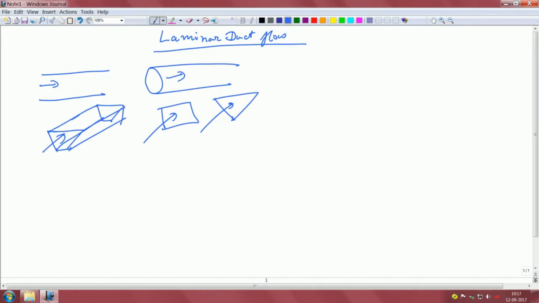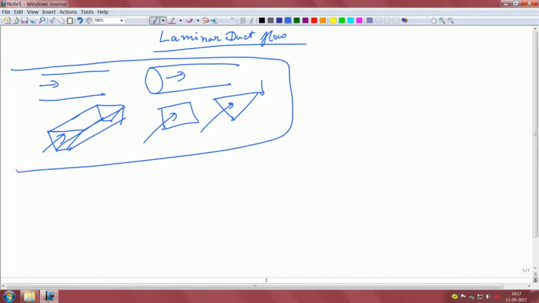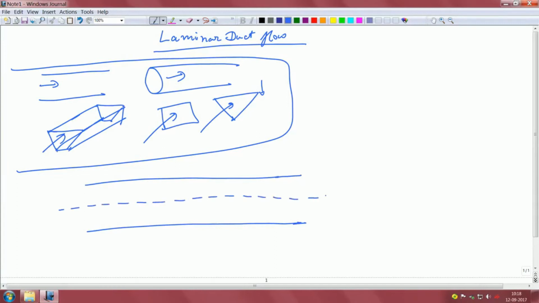Of course, these things are a little bit difficult to analyze, not impossible, just difficult. So, we will start with a very simple one, again a canonical problem, to show you how things can be generated, and then we will take it forward to the next level. In this particular case, if we have two parallel plates, and then there is a flow.